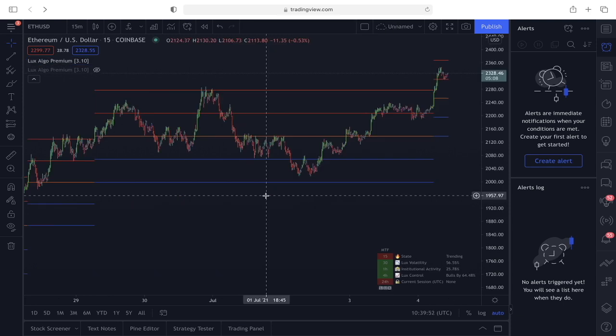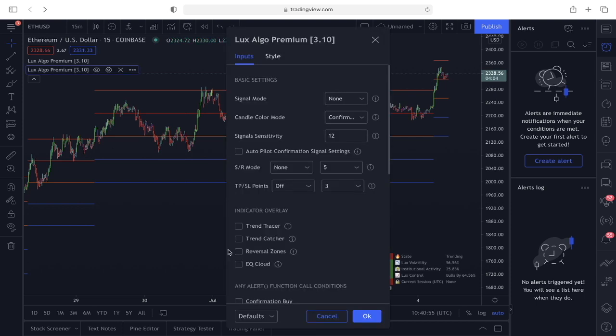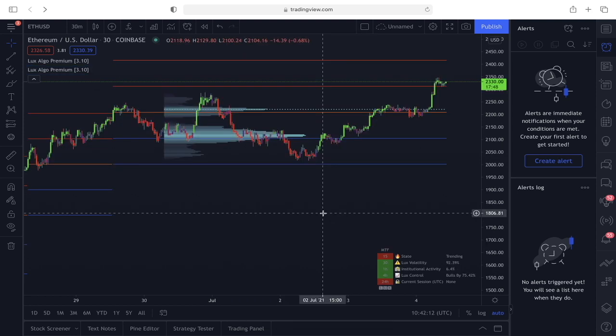Then, I'm going to do a little trick that I use to have two Lux Algo support resistance methods on my chart at the same time. What I do is I add another version of Lux Algo Premium to my chart, and then I have two copies of the script. In this second version of Lux Algo, I'll turn on the institutional profile within the SR method. The institutional profile has been designed to have a familiar look for users, so it has the appearance of a volume profile. However, it has a very different approach to its calculations.